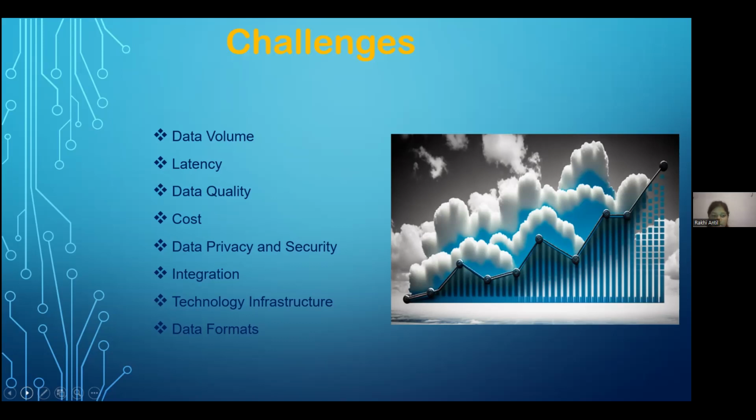And next is technology infrastructure. Technology infrastructure is used for building and maintaining the necessary data infrastructure to collect, store, and analyze market data, which can be costly and complex. Next is data format. Different exchanges may use different data formats and protocols, making it challenging to standardize and integrate data.